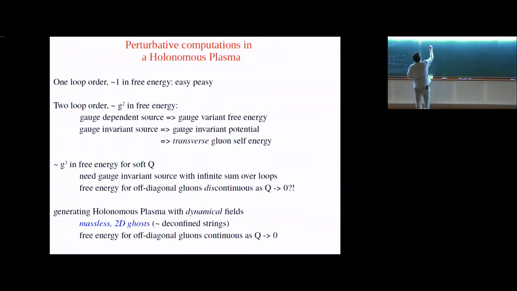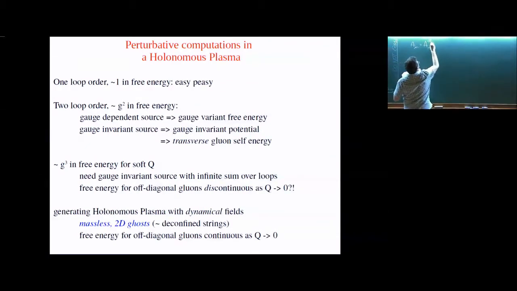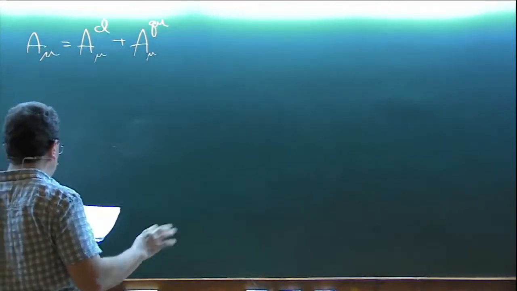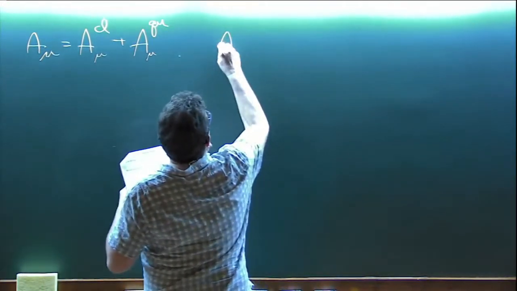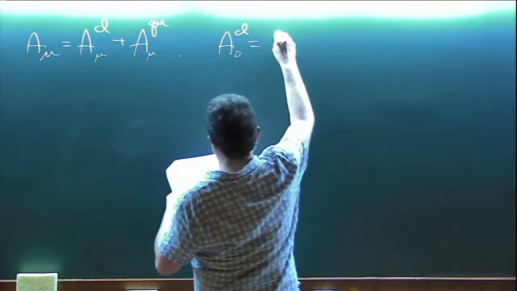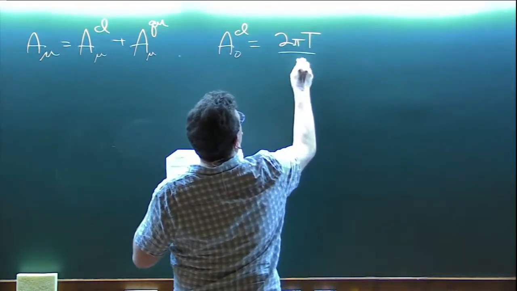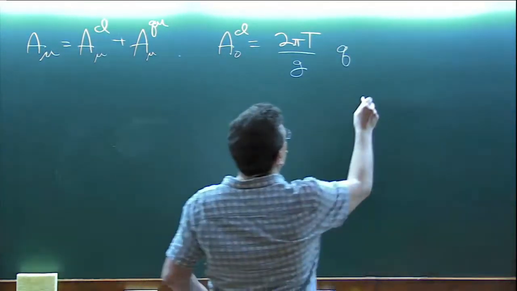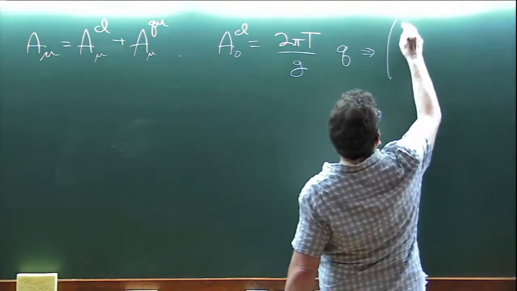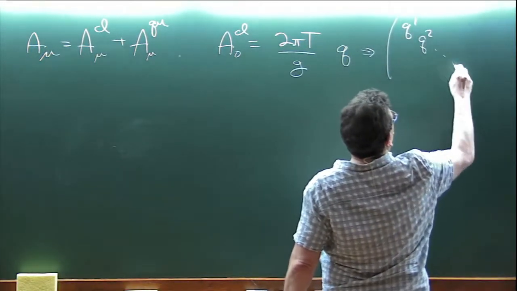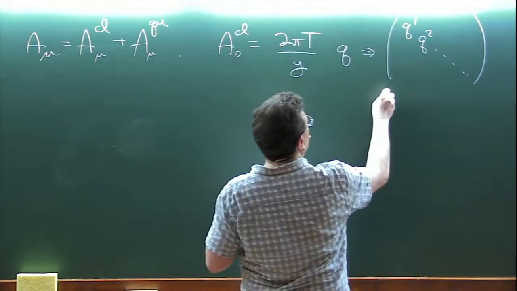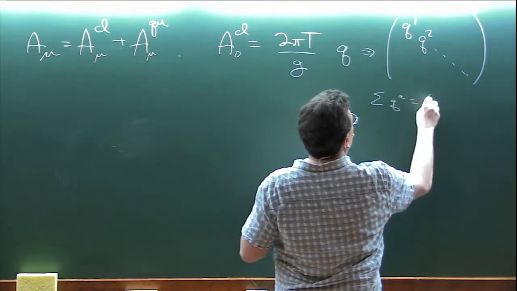So first of all, I'm going to do the usual background field calculation. I'll take A0 classical is 2 pi T divided by the coupling times the matrix Q. This Q will be a diagonal matrix, so it'll be Q1, Q2, and so on. And it will, of course, be traceless.